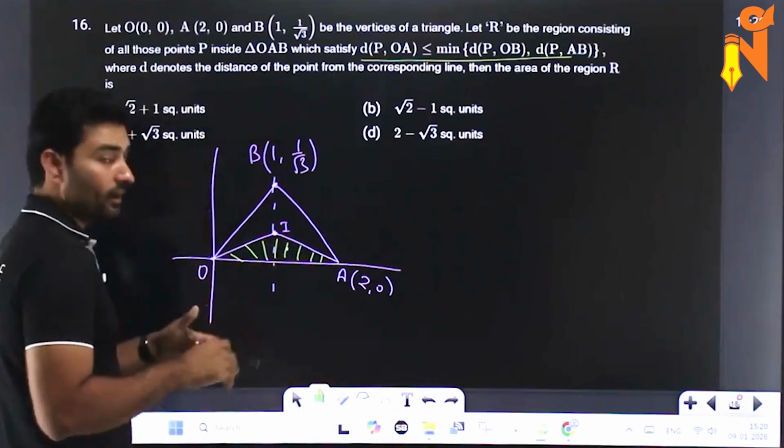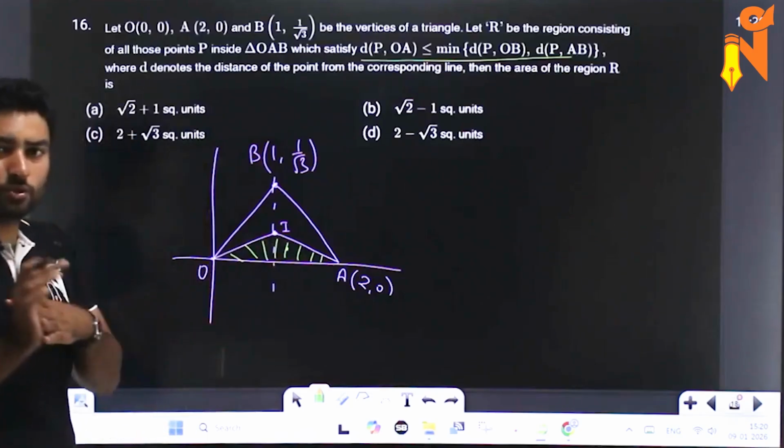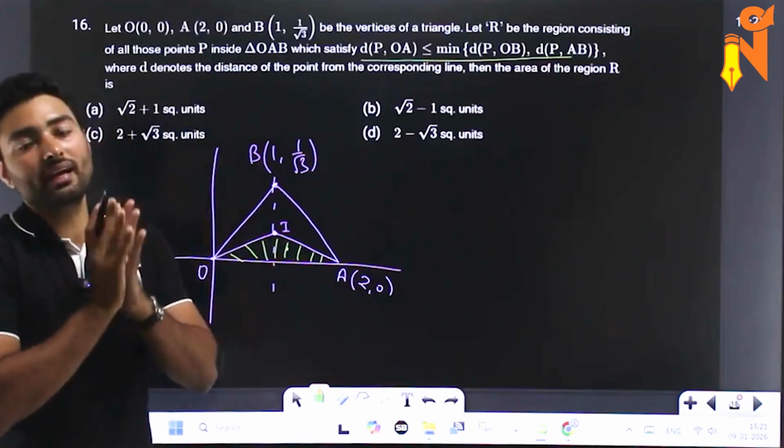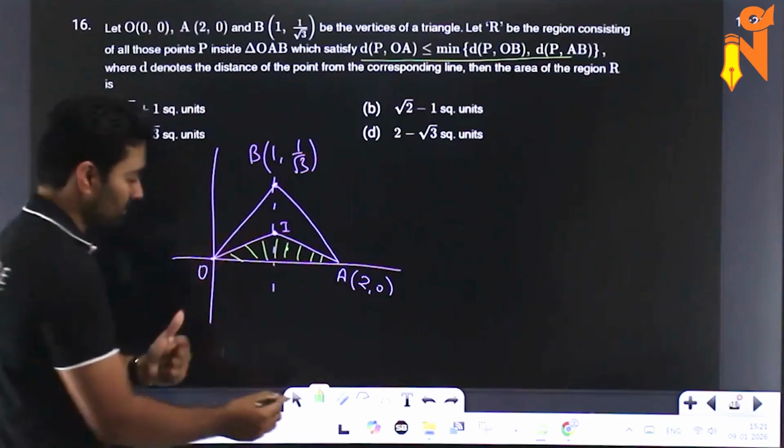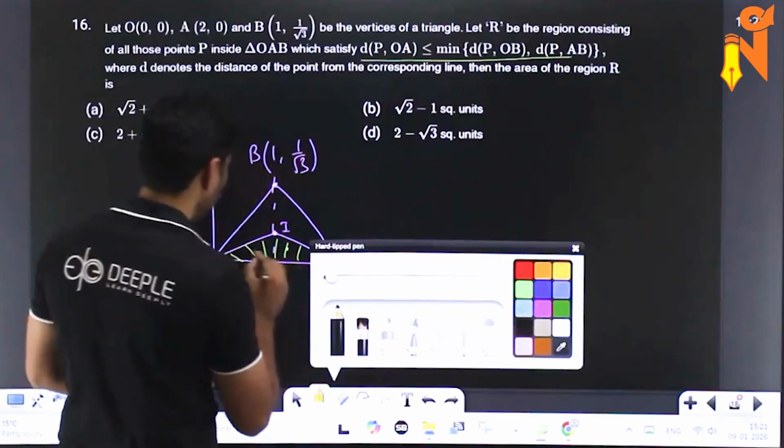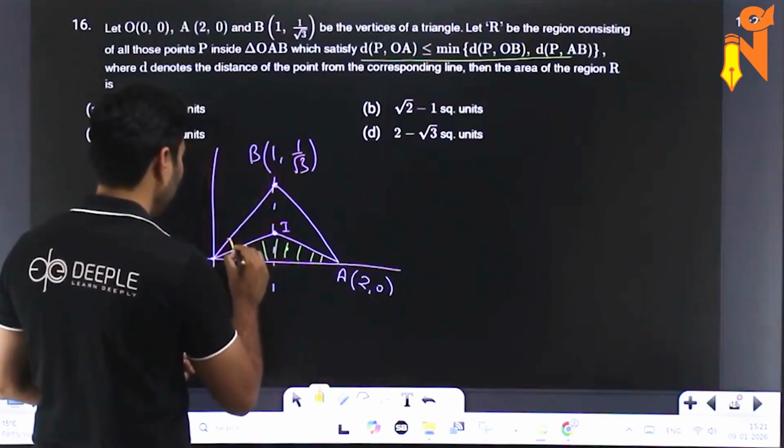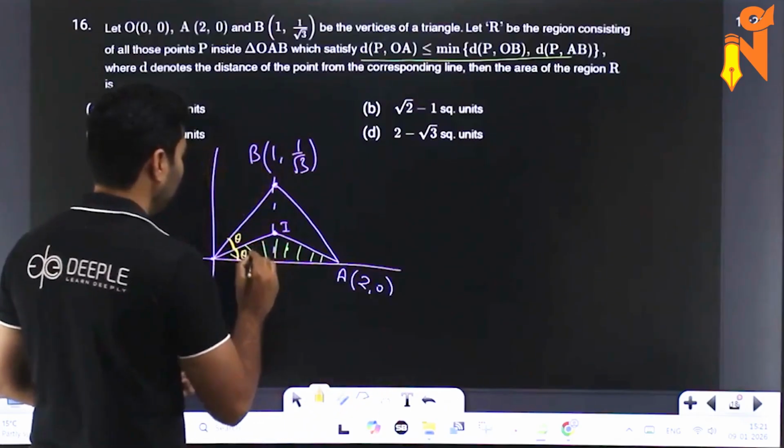How to find this area? First of all, you should know the basic fundamentals of the incenter. What is this? This is actually equal angle, theta theta.